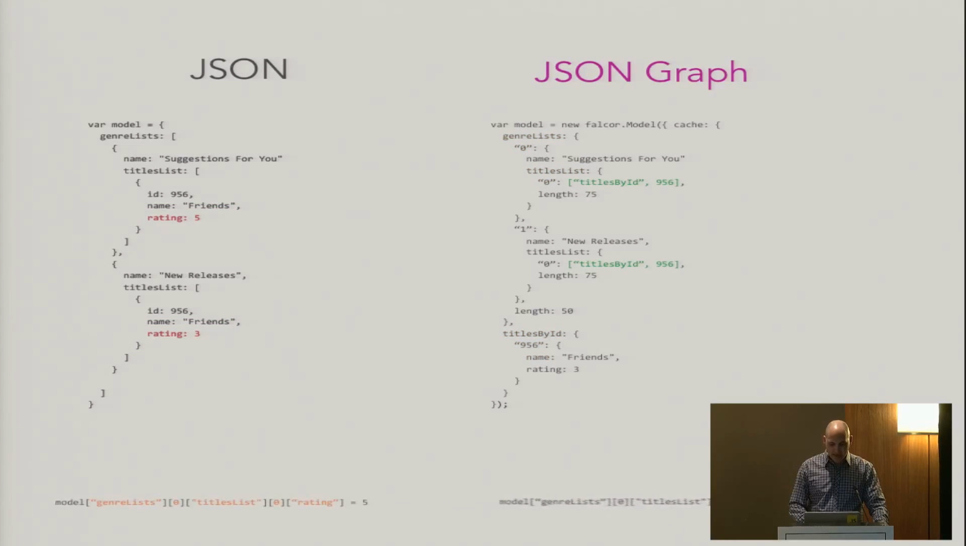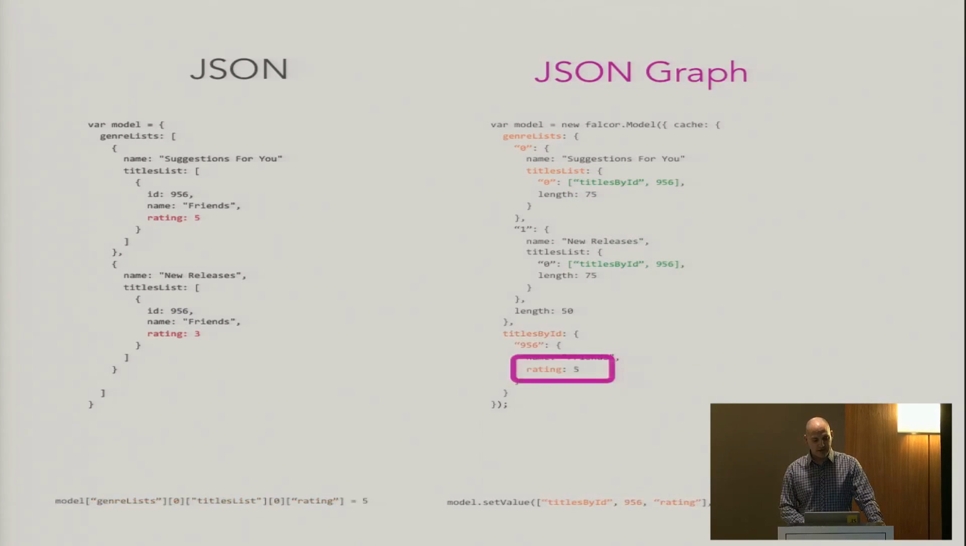When we follow the path evaluation rules and call the set method, the idempotent set method in JSON Graph, we end up coming across the path, rewriting, and setting the one and only instance to the correct value. And so that's how we maintain cache consistency in Falcor.